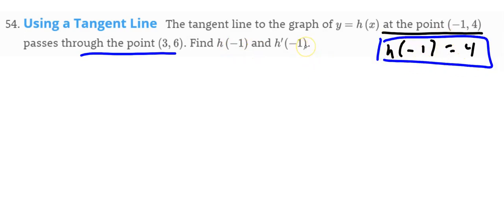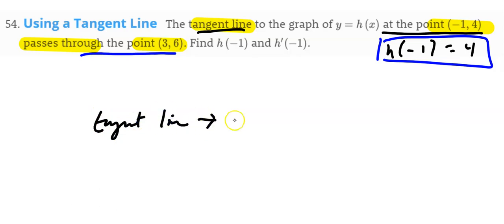But for h prime of negative 1, the tangent line passes through 3, 6 and negative 1, 4. Well, that's going to be straightforward. Remember, the tangent line gives the derivative, and the derivative is h prime, and I would need h prime of negative 1. The way I'm going to get that is I'm going to find the slope.